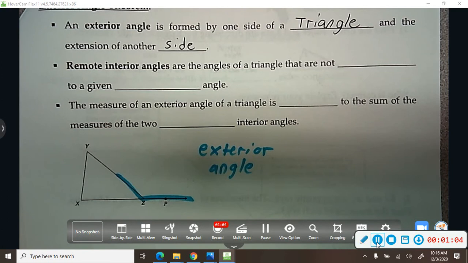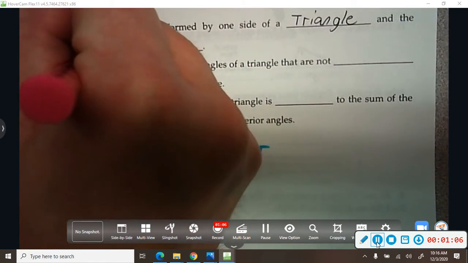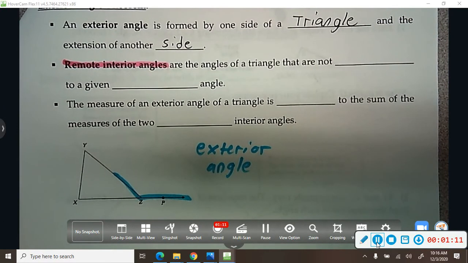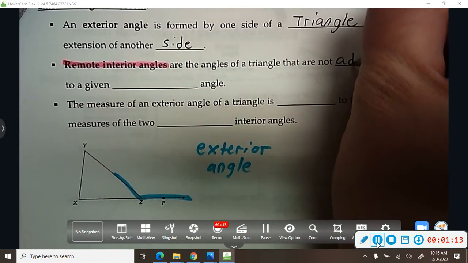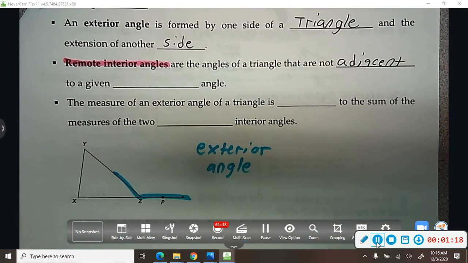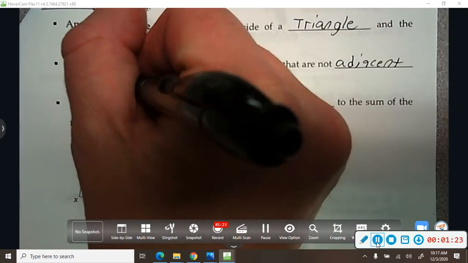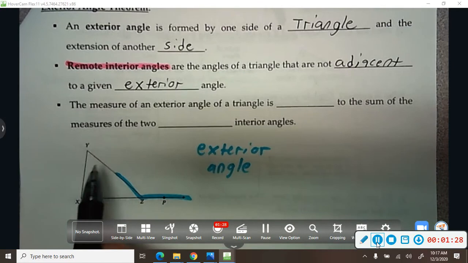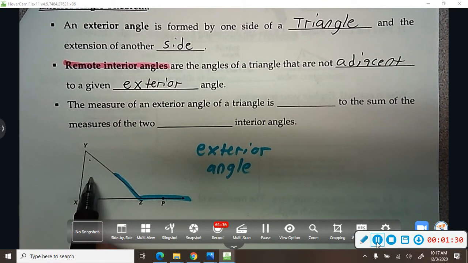Now remote interior angles, those are the angles of a triangle that are not adjacent. Remember, adjacent means next to a given exterior angle. So we have three angles inside of this triangle. We have this angle, this angle, this angle. And so which one is not adjacent to the exterior angle?